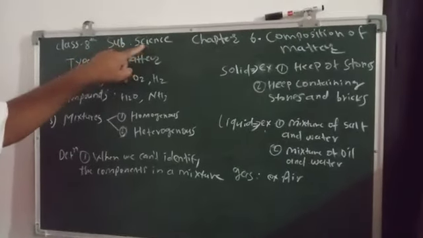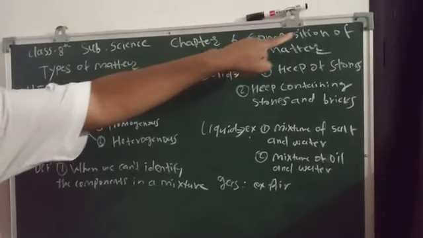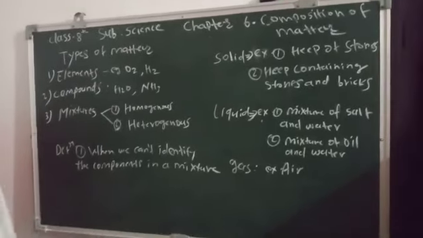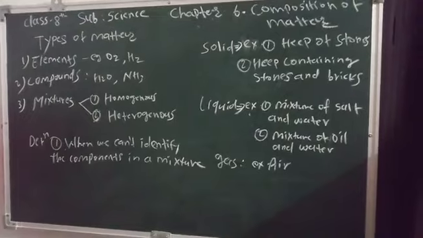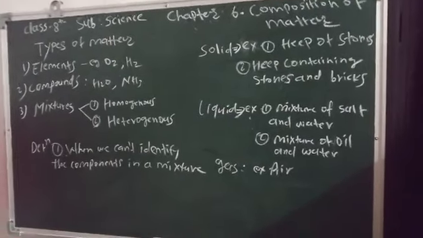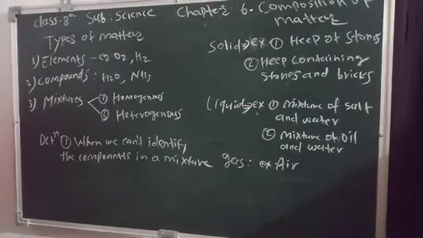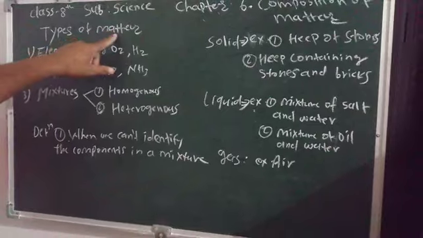Today we will learn the subject science of 8th class, chapter number 6, composition of matter. So students, in the previous class we have already studied the types of matter and the states of matter. We learned about the states of matter, solid, liquid and gas, and today we are going to learn types of matter.